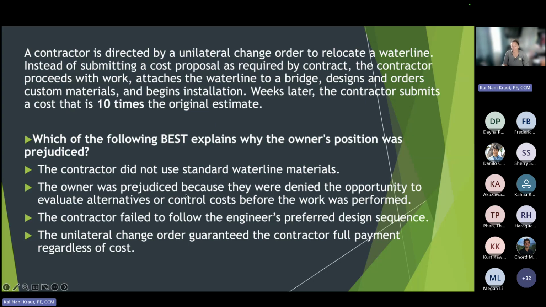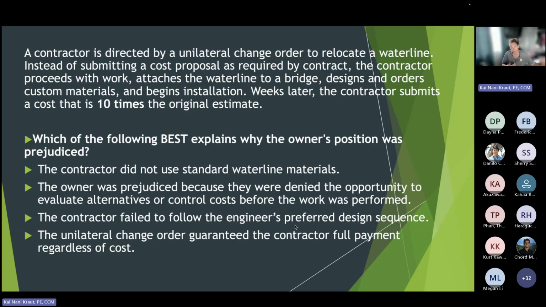The owner was prejudiced because we were denied the opportunity to evaluate. I know when I've been pushing on this, it's really because you proceeded and we didn't understand the cost implications of what you're proceeding with, that you have removed my ability to mitigate the change. Maybe I could have worked with the Board of Water Supply.